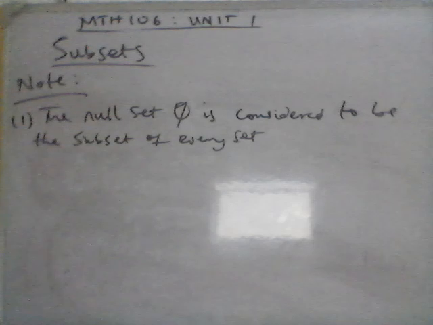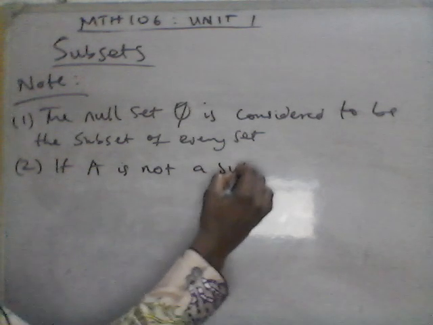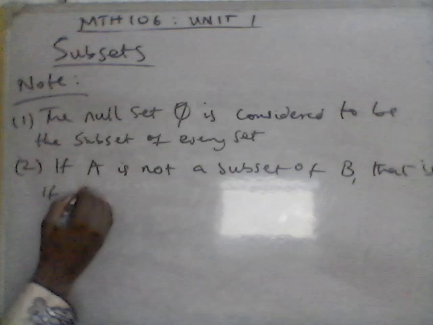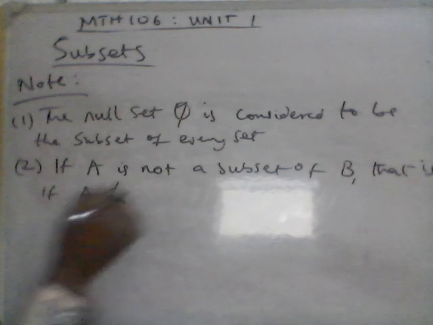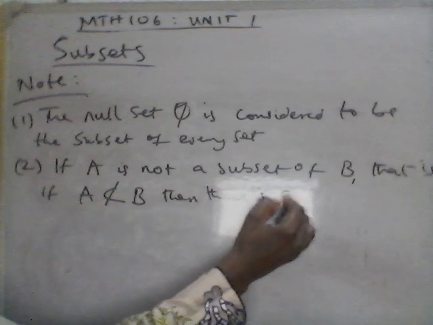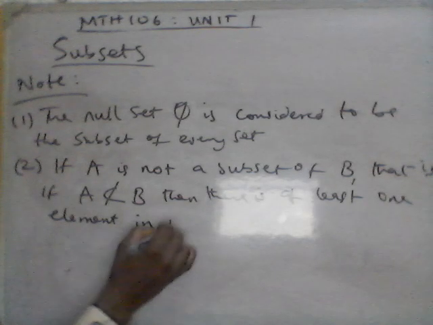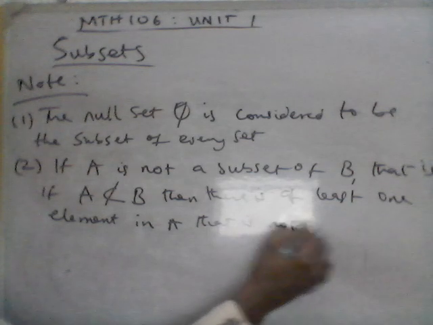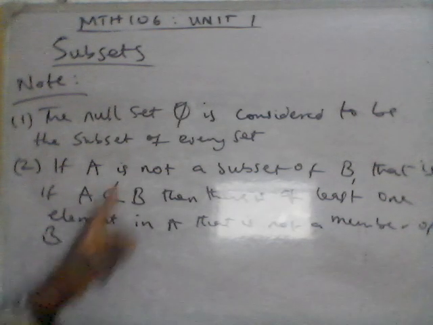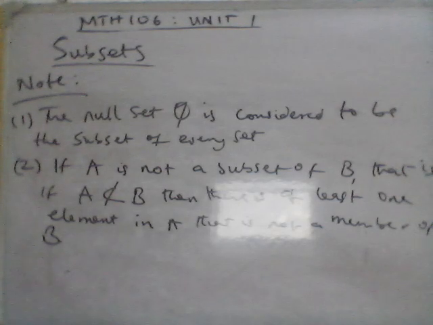And number 2, point to note: if A is not a subset of B, that is, if A does not belong to B, then there is at least one element in A that is not a member of B. So if A is not a subset of B, that's how it's written, then there is at least one element in A that is not a member of B. Okay, so note these 2 points.